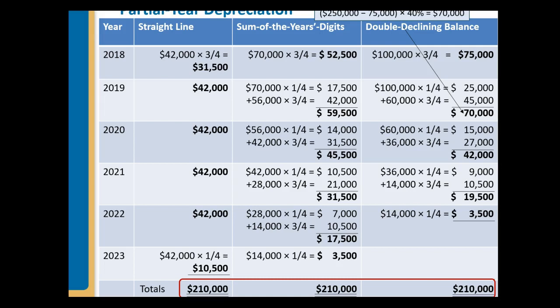So as a result, most companies adopt a simple assumption or convention for computing partial year's depreciation, and they use it consistently. As you see in this slide, this is a half-year convention.